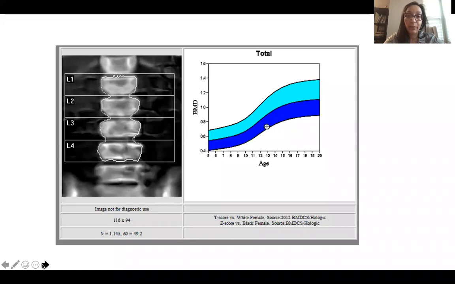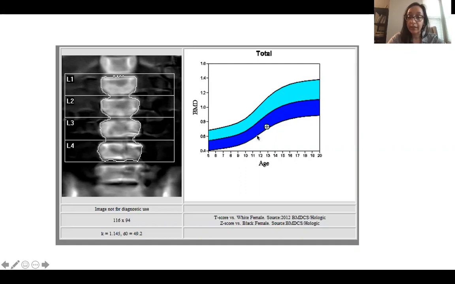This is an example of what a DEXA image would look like. It has the lumbar spine here, which is the standard place for measurement in children. The DEXA scan will give you measurements in other places, but the most data we have are on lumbar spines. And you can see where the technician draws this line around the vertebrae in order to make sure that all of the bones are included. And it plots it out here on a growth curve with Z-scores.